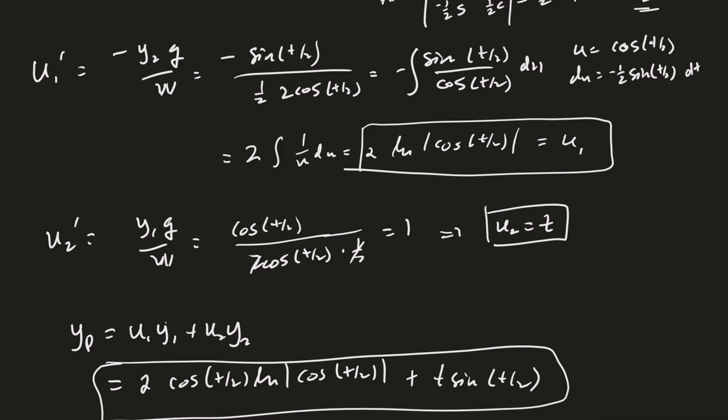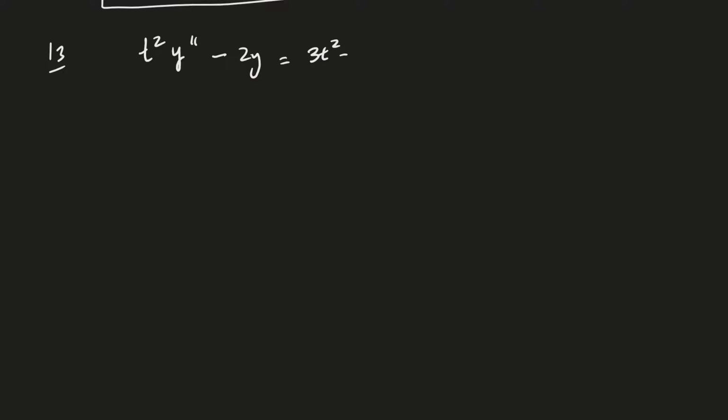So we'll just set up number 13. 13 is almost identical. You just have to get the pieces right. For 13 we have t squared y double prime minus 2y is equal to 3t squared plus minus 1, and we're told that y1 is equal to t squared and y2 is equal to t to the minus 1. So that makes that a little bit easier. t is greater than 0 if we need that. I'm not sure that we actually necessarily need that for our algebra.